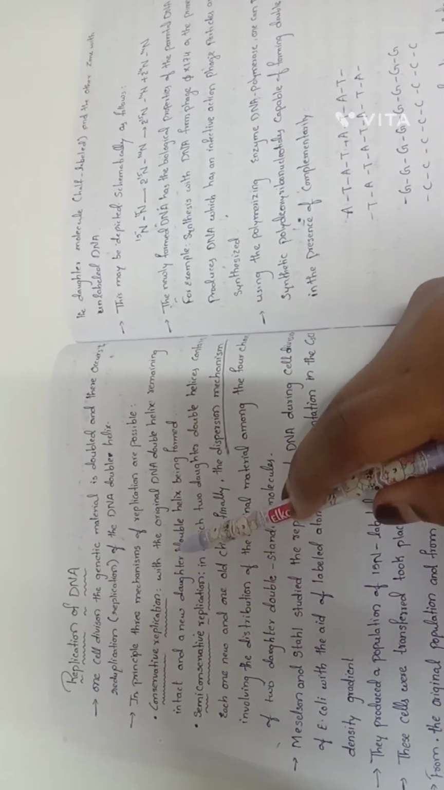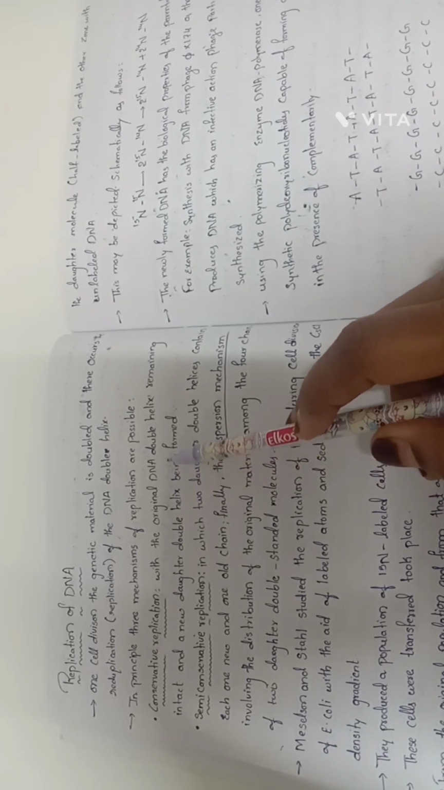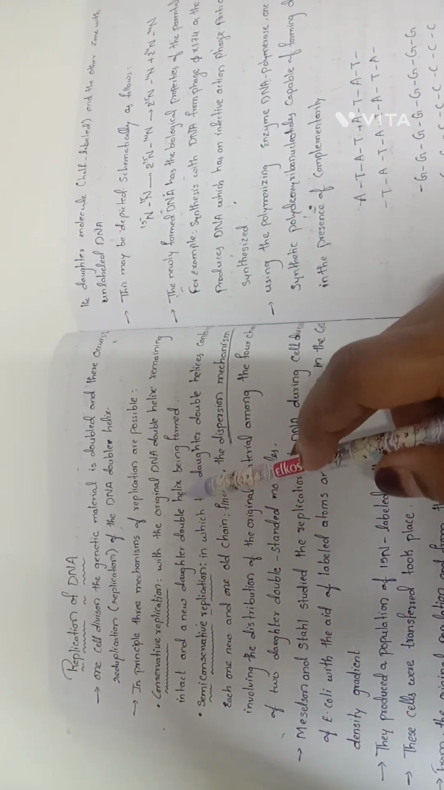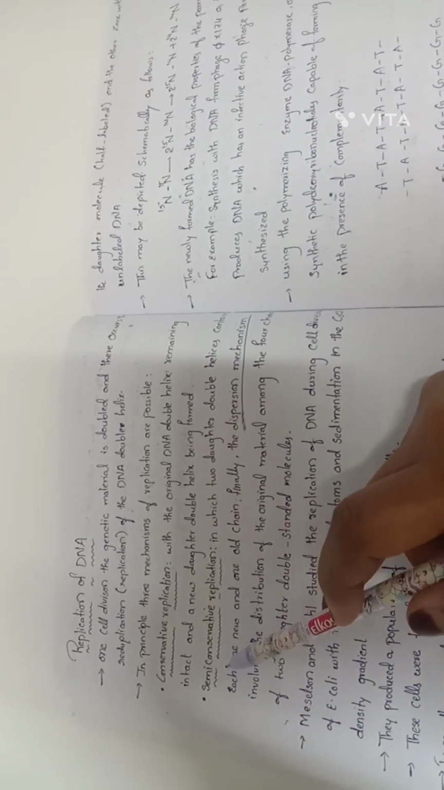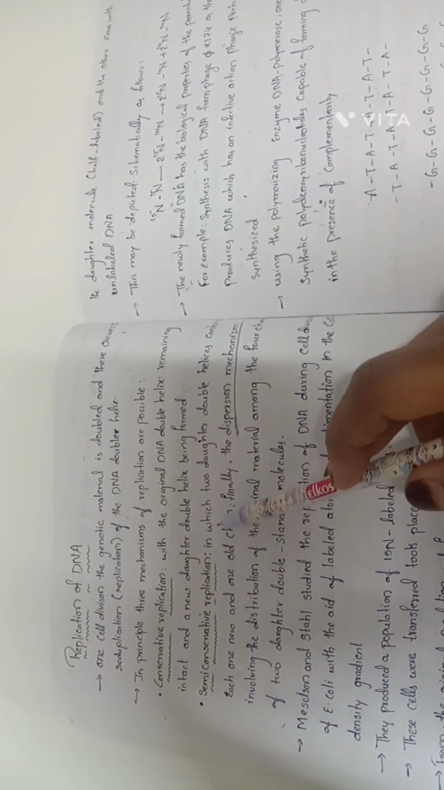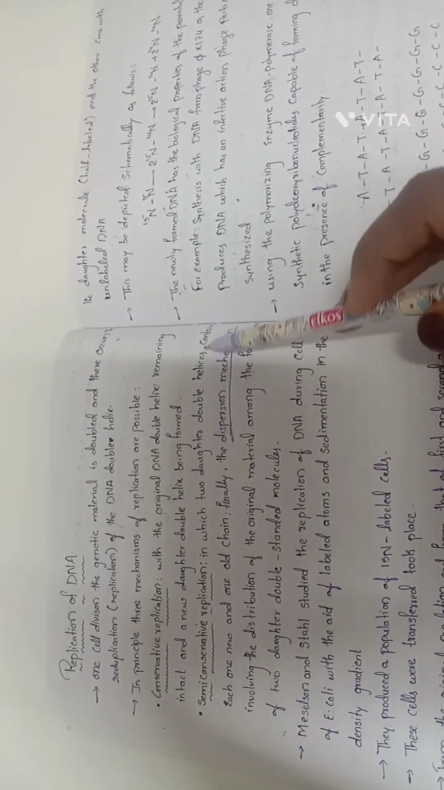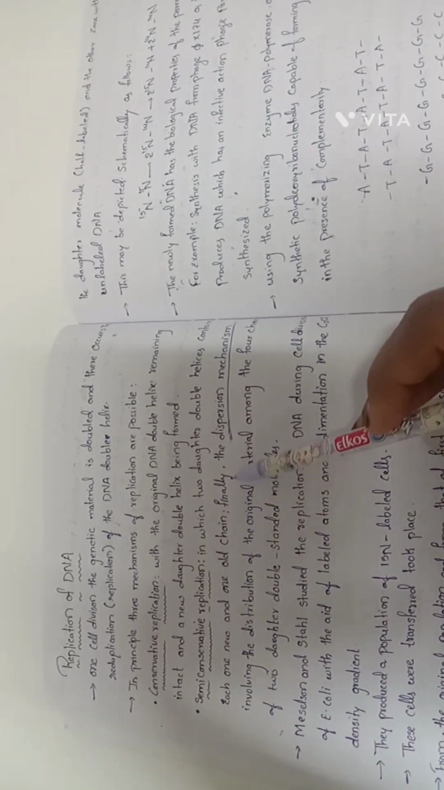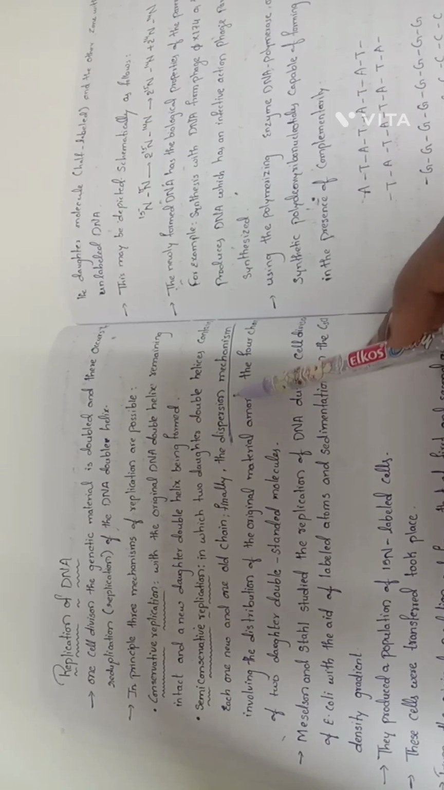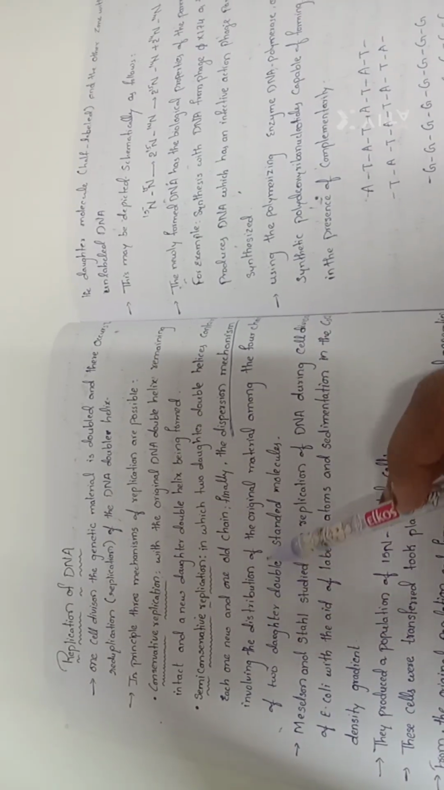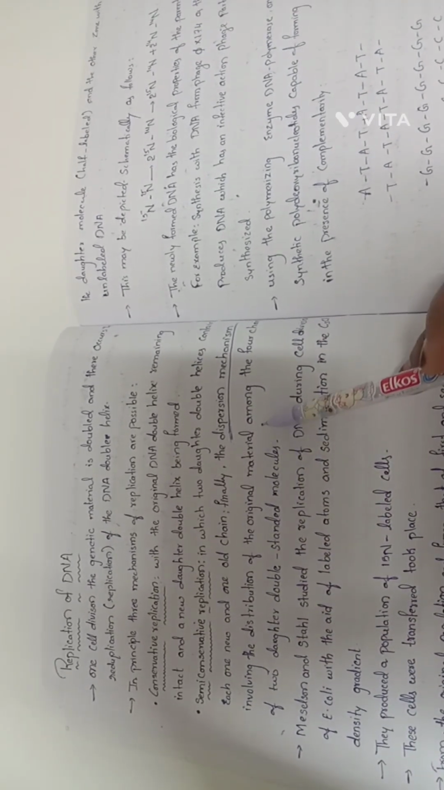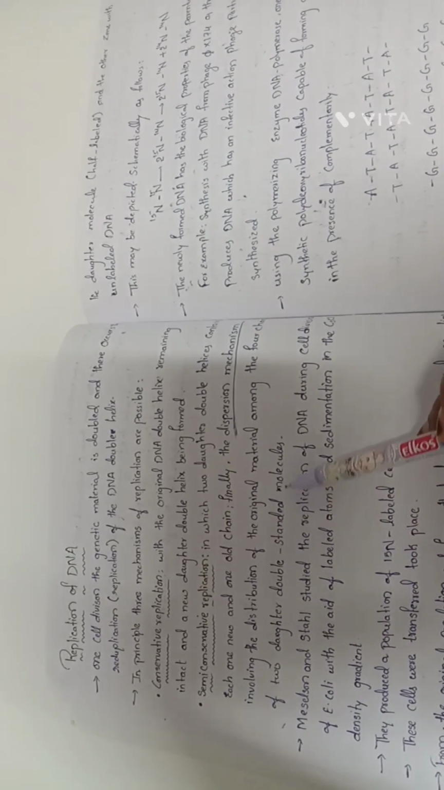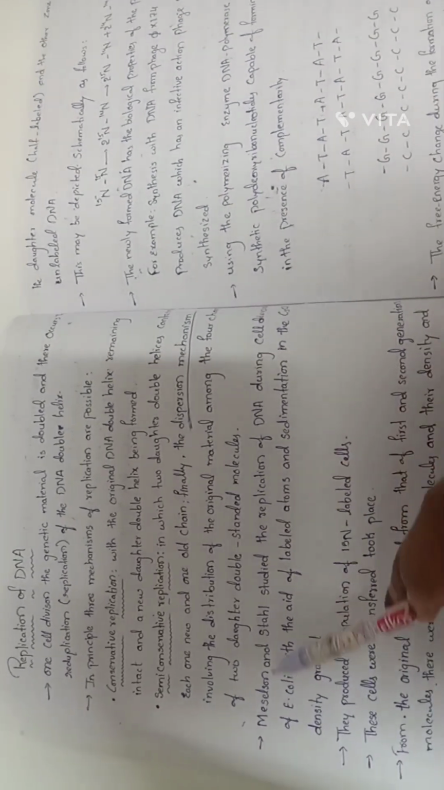Conservative replication, with the original DNA double helix remaining intact and a new daughter double helix being formed. Semi-conservative replication, in which the two daughter double helices each contain one new and one old chain. Finally, the dispersion mechanism involves the distribution of original material among the four chains of the two daughter double-stranded molecules.